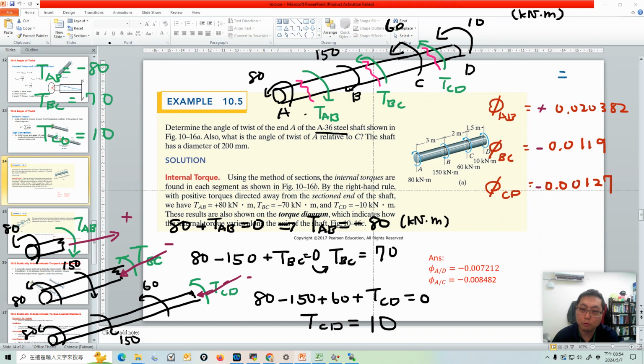You will find that the values I calculated are all correct. The only difference between my calculation result and the textbook is just the sign. The value is the same as the textbook, so that's not really a big deal. I just hate the sign convention in mechanics of materials.